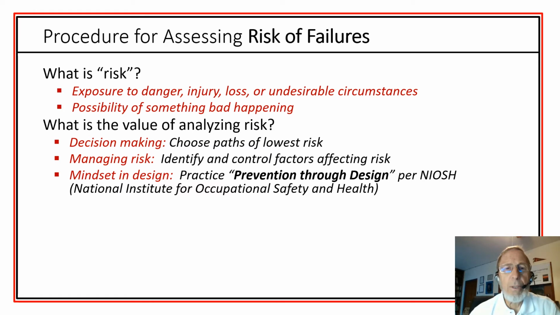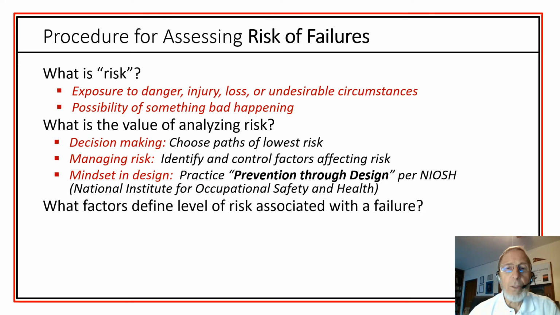But in a larger setting, there's a whole mindset about design that considers risk all along the way. The National Institute for Occupational Safety and Health has identified what they call prevention through design. They're looking at ways in which we can reduce the risk by making good design decisions. Those lower the risk and prevent accidents, injuries, and serious consequences. So a whole mindset of thinking about reducing risk is important for those involved in engineering.